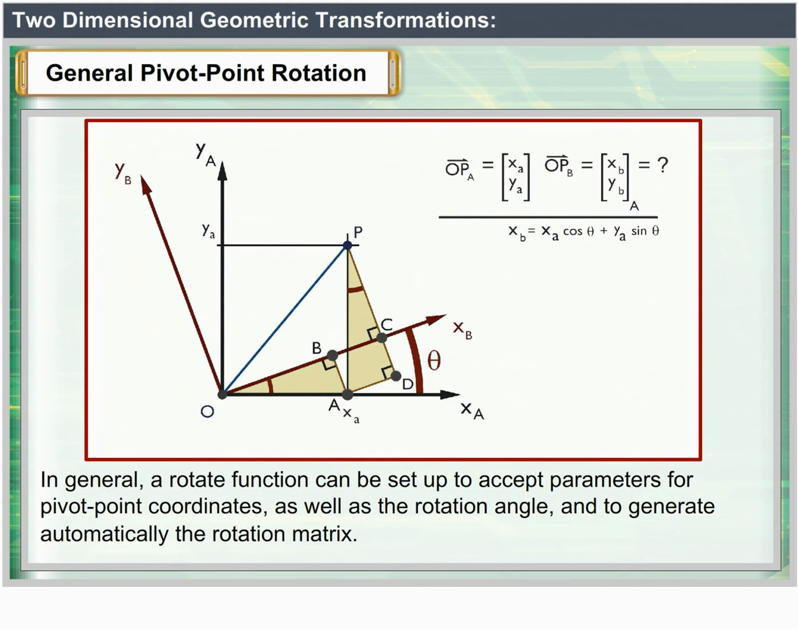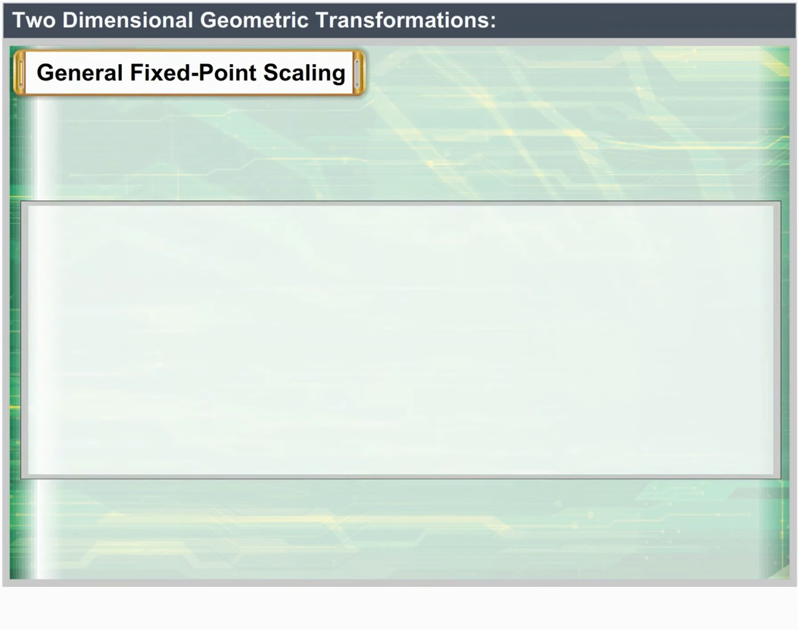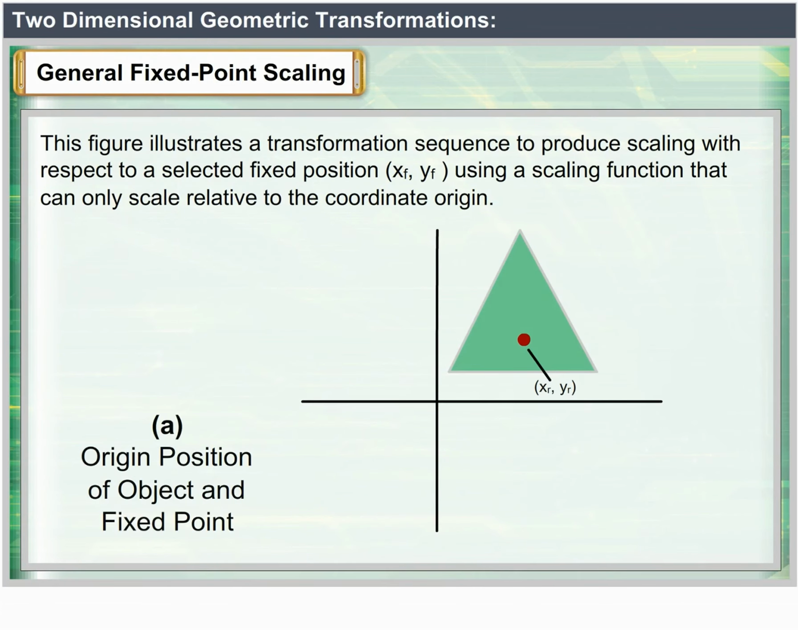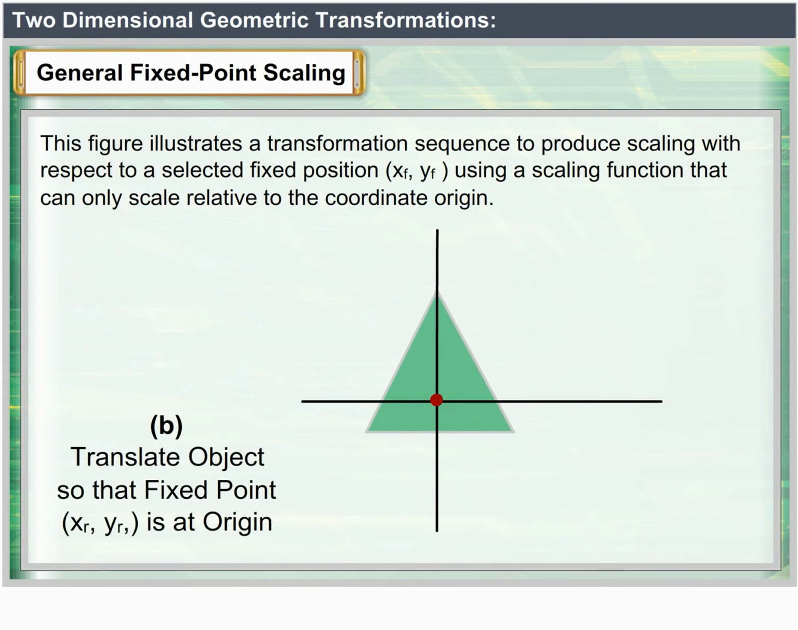General fixed point scaling. This figure illustrates a transformation sequence to produce scaling with respect to a selected fixed position (xf, yf), using a scaling function that can only scale relative to the coordinate origin. The figure shows a transformation sequence for scaling an object with respect to a specified fixed position using the scaling matrix S(sx, sy).